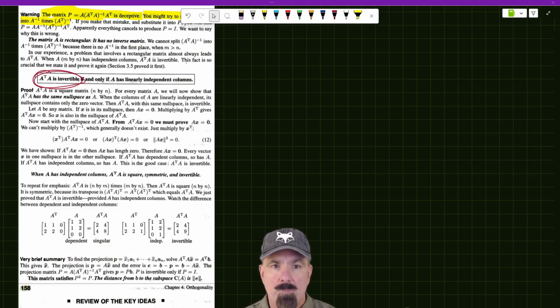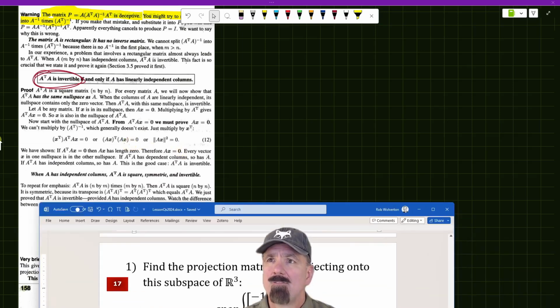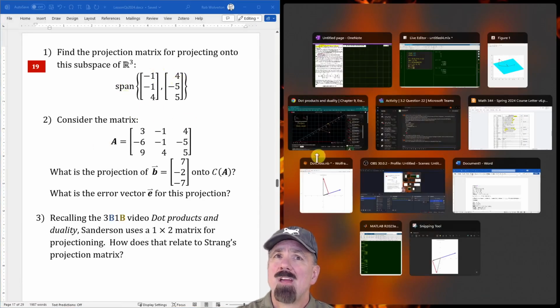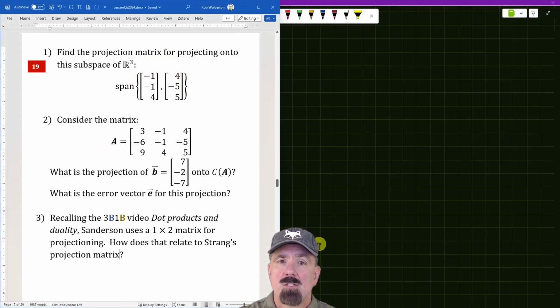These are the problems that we're going to have for today. Starting out, what I want you to do is find a projection matrix. This is just projecting onto this subspace. Once you find the projection matrix, take some vectors. Take a vector that's in the span and see what its projection is. Then take a vector or two that's not in the span and see what the projection is. You can plot them if you want to.